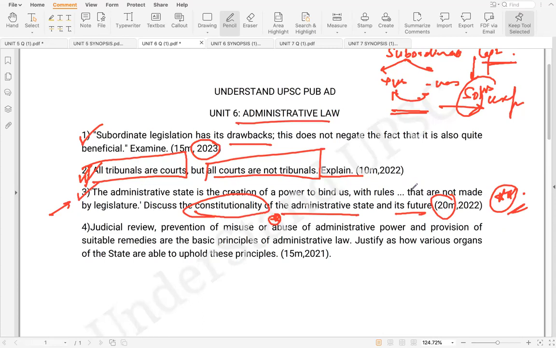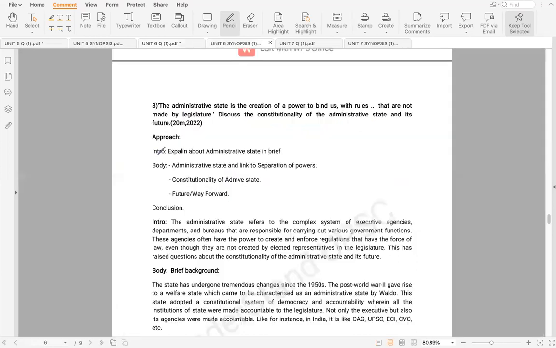So we are saying that these are the rules. The administration is the power that is being enjoyed because of the rules and regulations that it lays down, which is not made by the legislature. Is this constitutional enough or not, and what is the future of such an administrative state? That is primarily the question you have to analyze in its entirety. We'll see how we'll go about this question. In the introduction, we'll explain the administrative state in brief. In the body, we'll link what the administrative state is and what it contributes or detracts towards the separation of powers. We'll also talk about the constitutionality of the administrative state, and we'll talk about the future or way forward, which has been asked in the question.